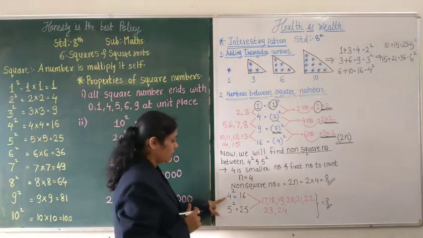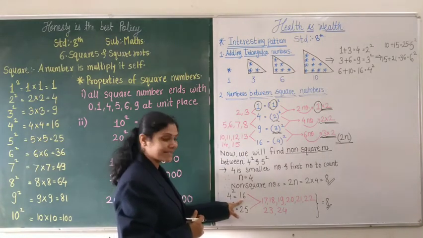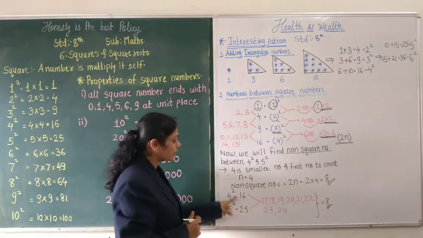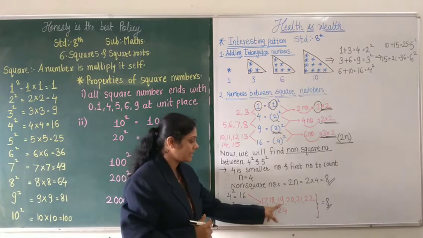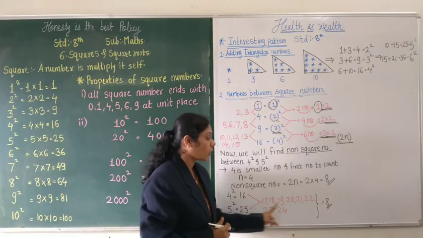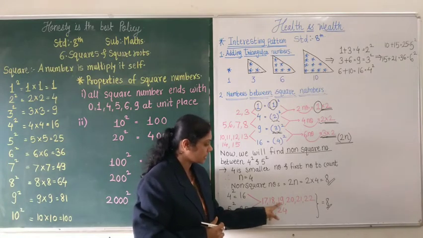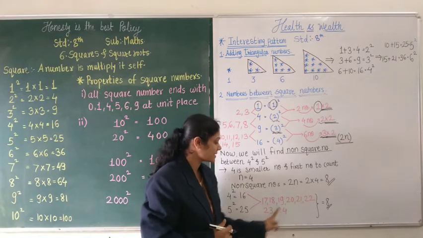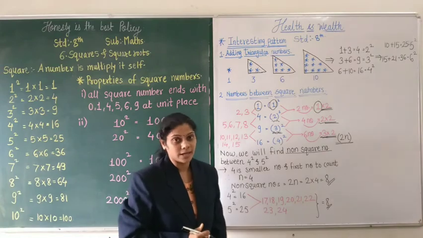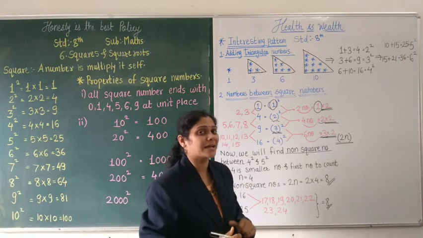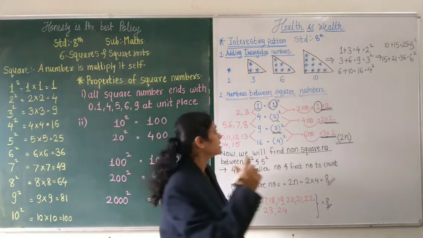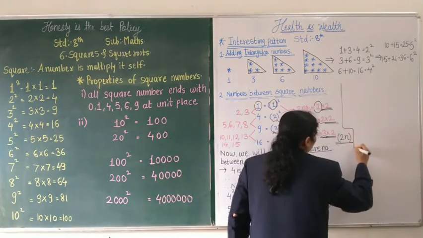Look here. What is 4 square? That is 16. And the square of 5 is 25. So how many numbers are between them? 17, 18, 19, 20, 21, 22, 23, 24. So total numbers: 1, 2, 3, 4, 5, 6, 7, 8. How many non-square numbers are there? 8. Okay. Still it is difficult. Now again we will solve another example which is related to the numbers between square numbers. Look at it. We will solve here.